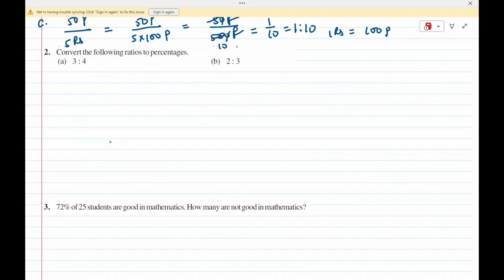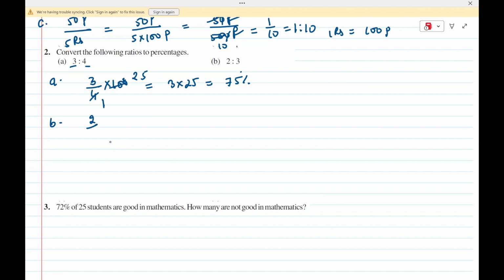Convert the following ratios to percentage. So when we calculate percentage, suppose in the case of A, I need to calculate 3:4 into percentage. So what we do? We take 3 by 4 into 100. So 3 upon 4 into 100. You can cut it directly by 2 or directly by 4. So 4 ones are 4, 4 twos are 8, 4 fives are 20. So that is 3 into 25, which is 75%.